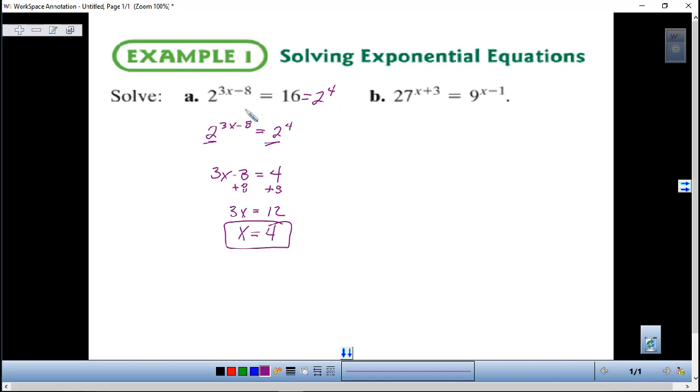And then you can always go back up here and check. 3 times 4 is going to give you 12. 12 minus 8 gives you 4. 2 to the 4th power is equal to 16, so it does check out.